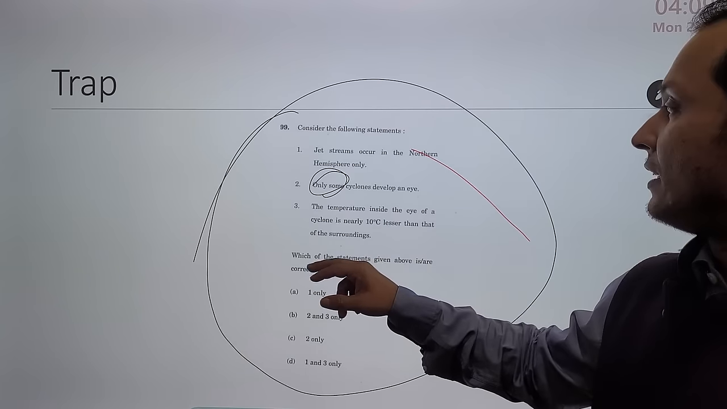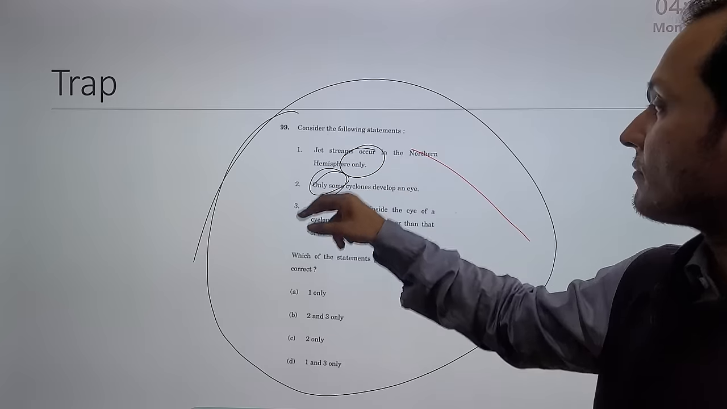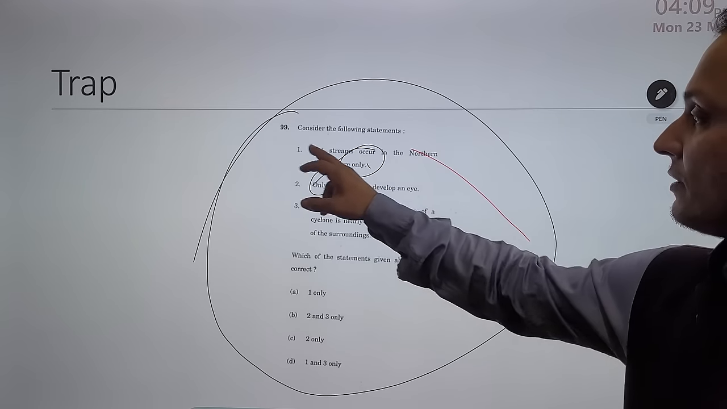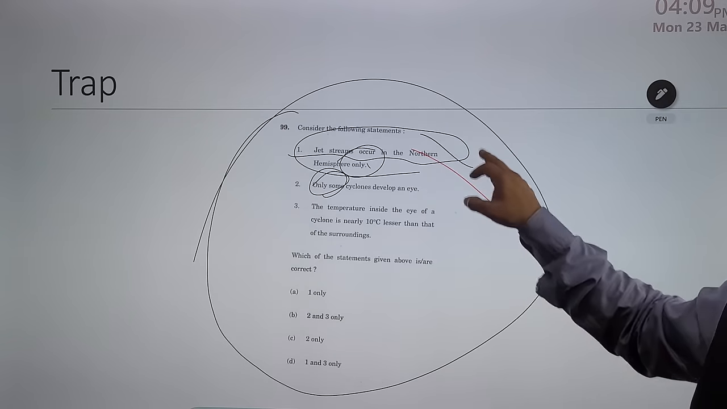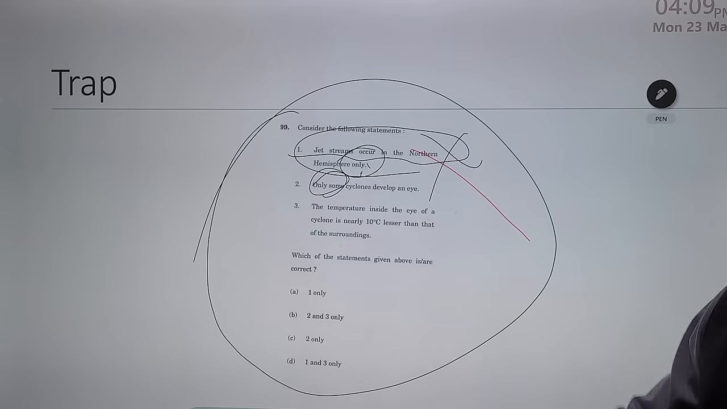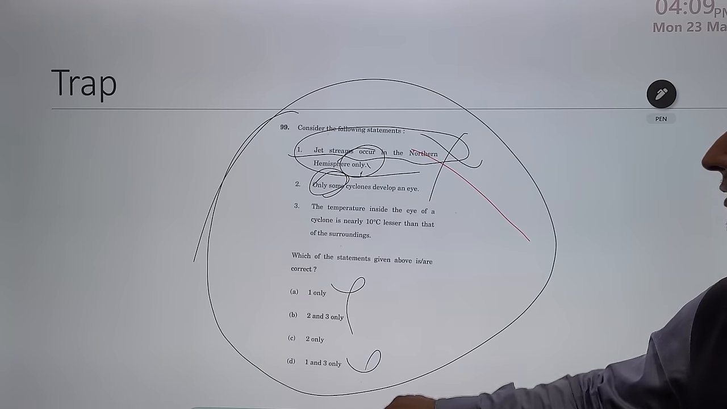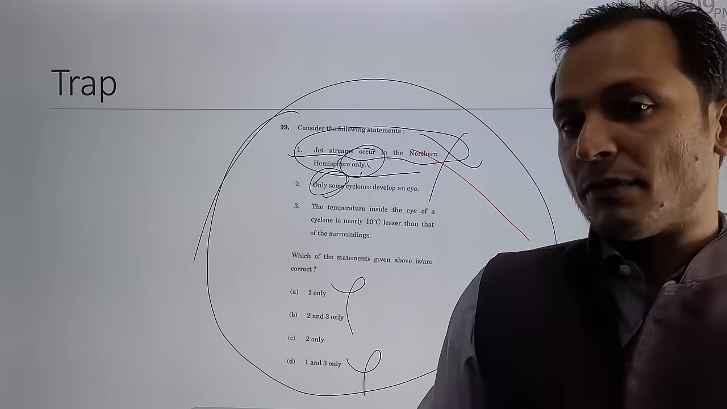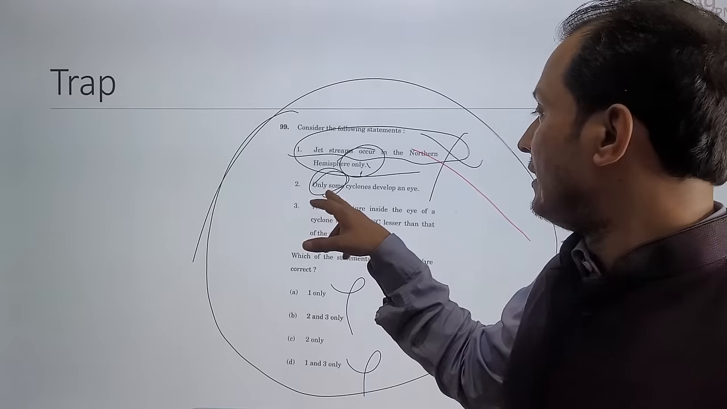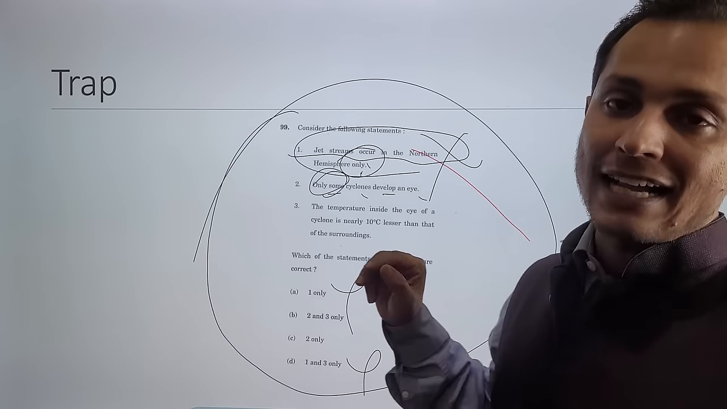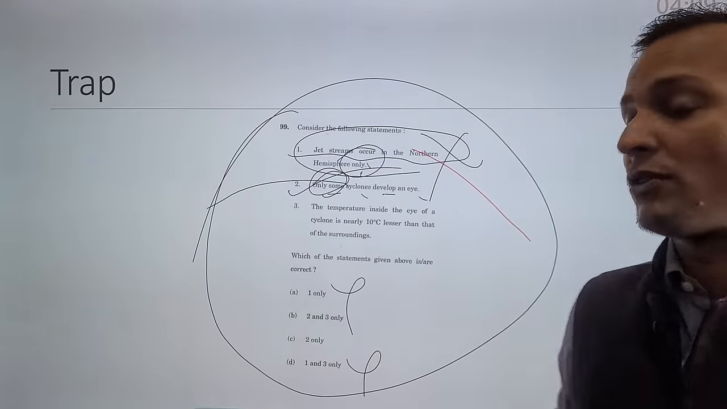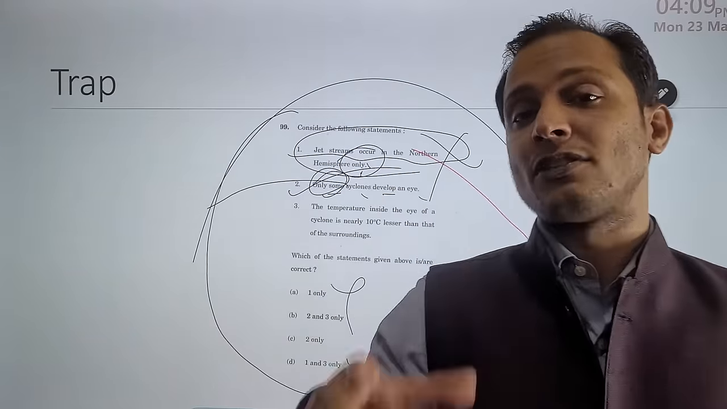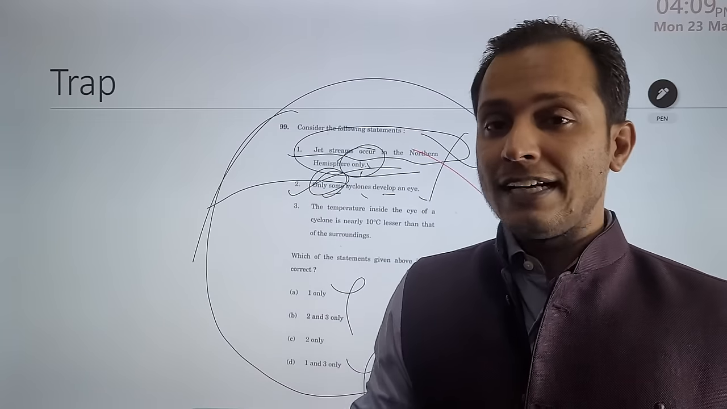Only is used basically in two places. If you remove this, jet streams occur only in northern hemisphere. Obviously, this statement is incorrect because only is mentioned. So we can remove this. But many people, if they blindly follow this, will see only some cyclones have developed an eye. So they will again eliminate this. But this is a correct statement. So you need some knowledge also, because we know that there is a temperate cyclone. Temperate cyclones do not have an eye.